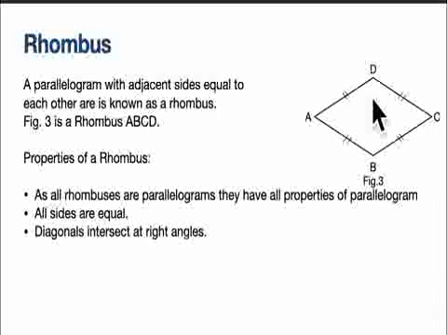So a rhombus is a parallelogram with all sides being equal. That is the first property. The second property is that the diagonals intersect at right angles. So let there be a diagonal BD and another diagonal AC. Both of them intersect at a right angle. The angle made by them will be a right angle. Okay, so these were the properties of a rhombus.